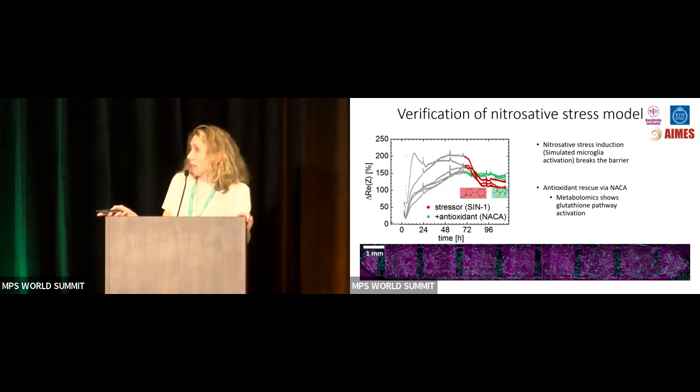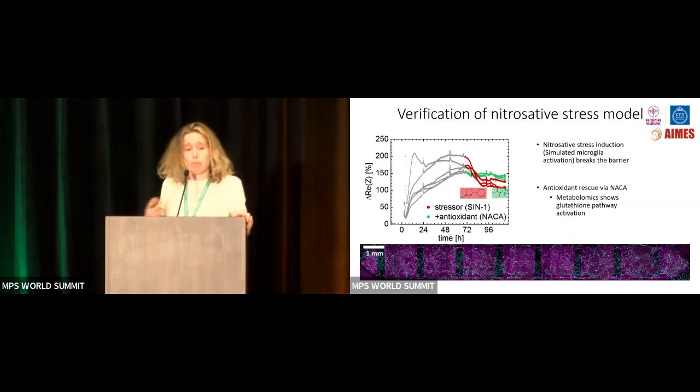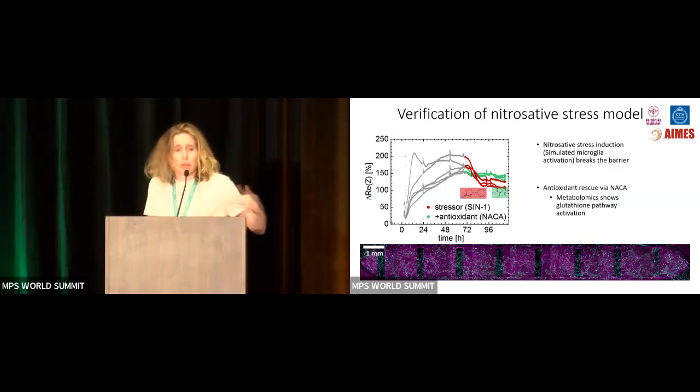And we could also see that it was sensitive to a prophylactic treatment with a clinically relevant antioxidant called NACA, which can then save the barrier from this stress. And it was interesting, since we have the astrocytes there supporting glutathione pathways, we could see that there was a clear glutathione activation in this case.